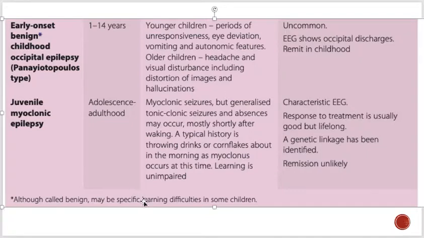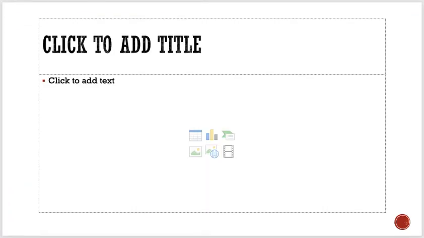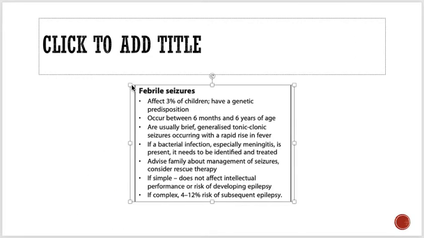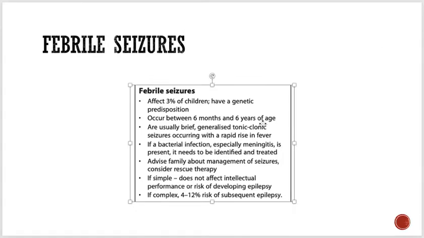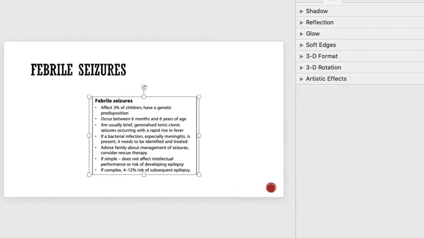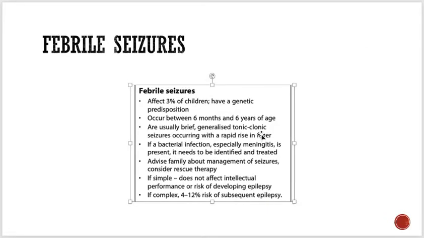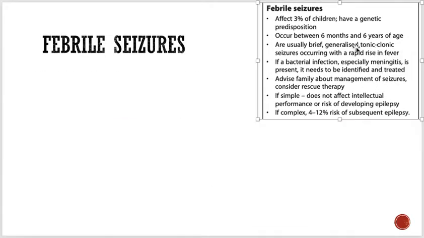One of the important things to discuss now is febrile seizures. Febrile seizures, as you can see over here, affect around 3% of children and have a genetic predisposition as well. They occur between 6 months and 6 years of age, and are usually brief, generalized tonic-clonic seizures occurring with a rapid rise in fever.